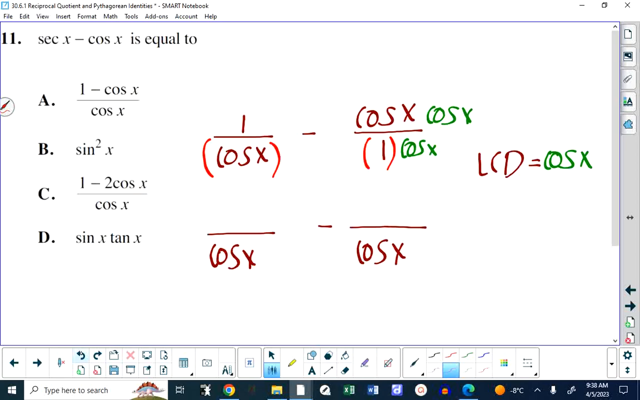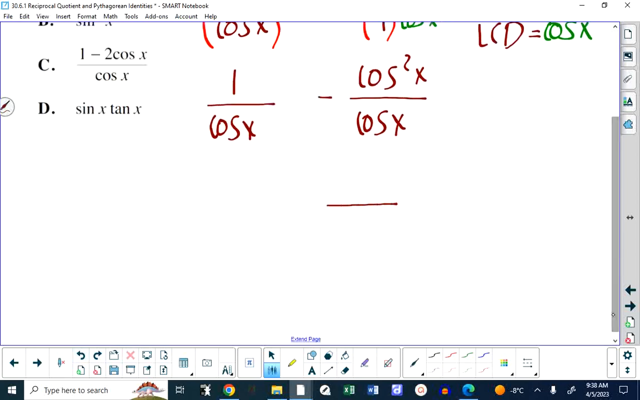So what do I get here? I get 1 minus cos squared of x. Are you okay with that move? All right, when I put these together, I get cos of x on the bottom. I didn't write cos squared because I multiplied. My brain slipped a gear. The denominator stays the same. And then I have 1 minus cos squared here.